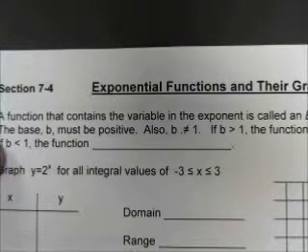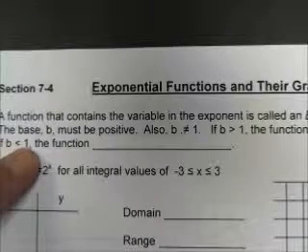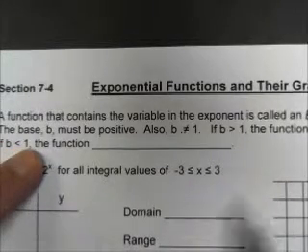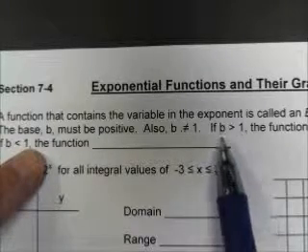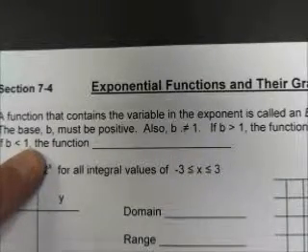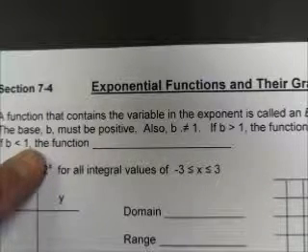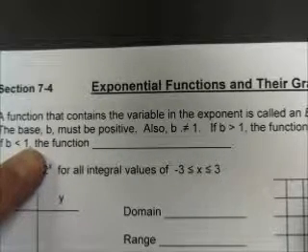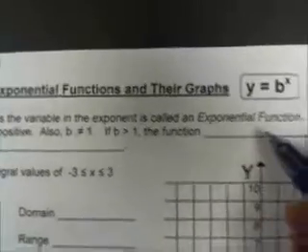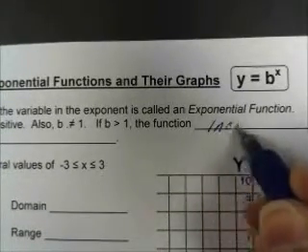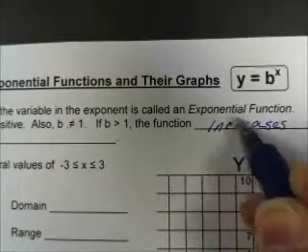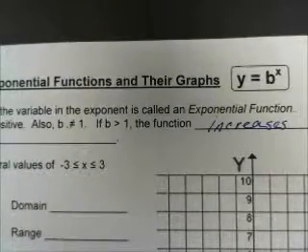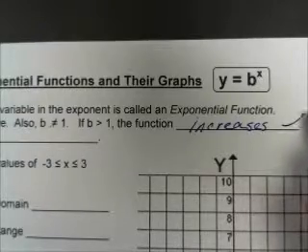There's two restrictions on the b value. The b value must be positive, so the base b must be positive. It also cannot equal 1. If b is greater than 1, like a number 2, 5, 9, the function increases. It would be a curve going upward.